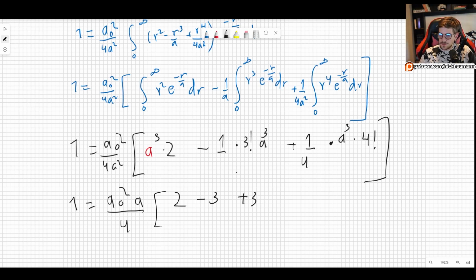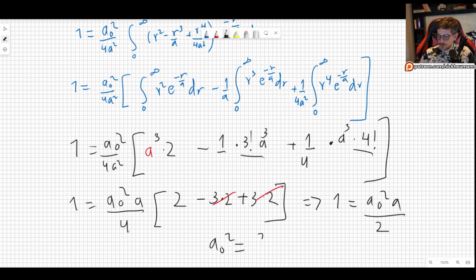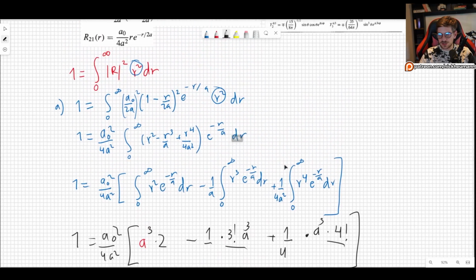Yes. So this here is 3 factorial, so that's 3 times 2, and this is 3 times 2. So the result is the same because I had made the same mistake here, and it canceled out. But yeah, so this and this cancel out. So we get that 1 is equal to a0 squared a over 2, which means that a0 squared is equal to 2 over a, or simply that a0 is the square root of 2 over a. Okay, so that is our normalization constant.